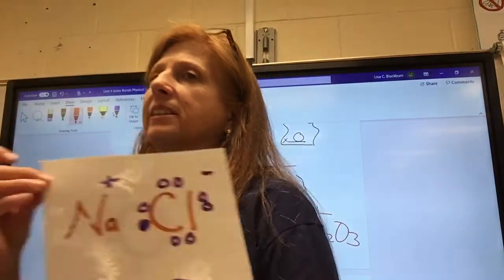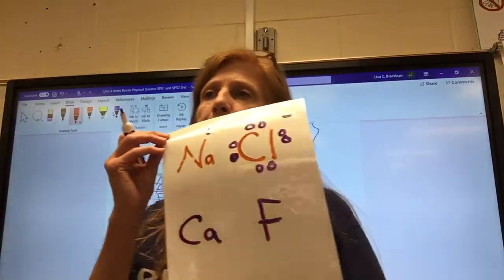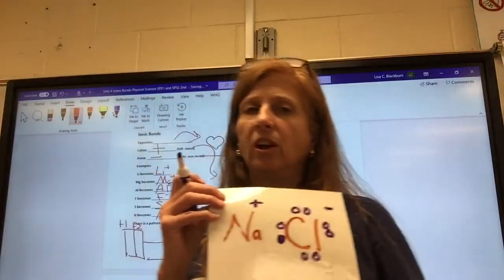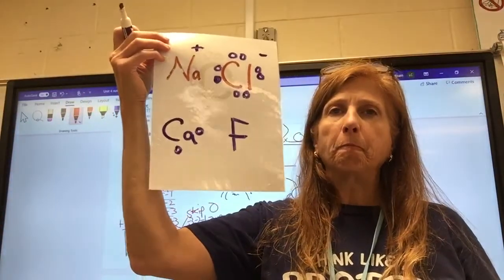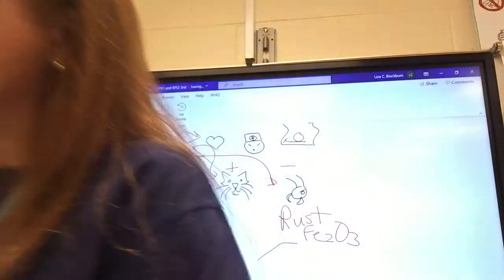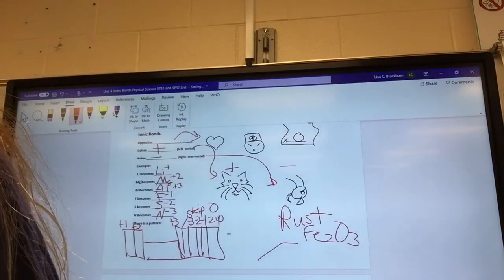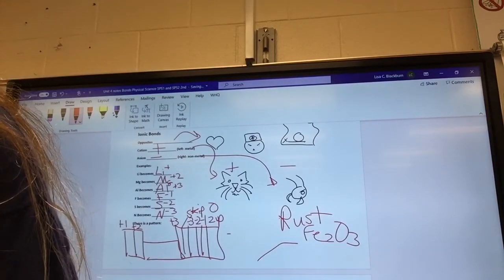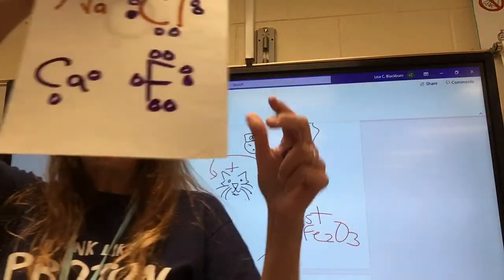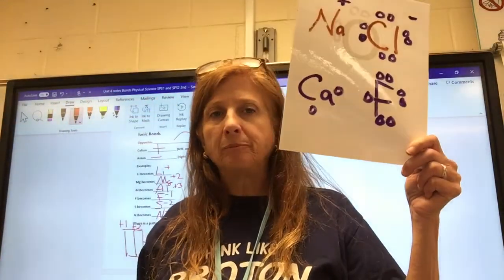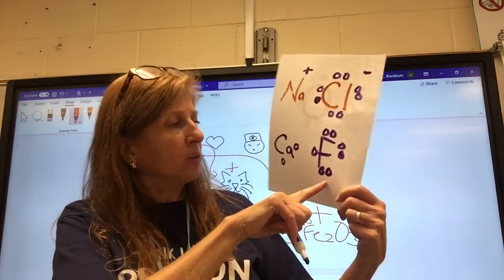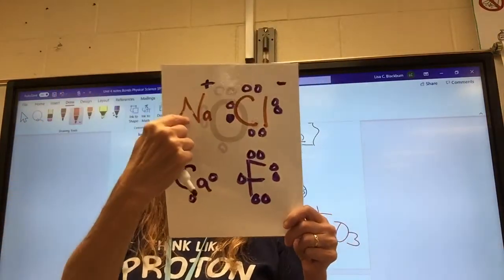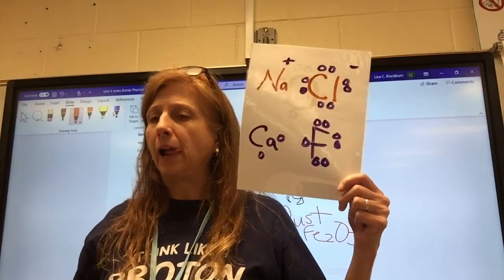So how many dots, how many Cheerios does calcium get? 2. How many Cheerios does fluorine get? 7. So put those on. On the back, we'll write with your markers between the Ca and the F. So you should have 7 around the F and 2 at Ca. Now remember with this one, we were able to make them both happy.